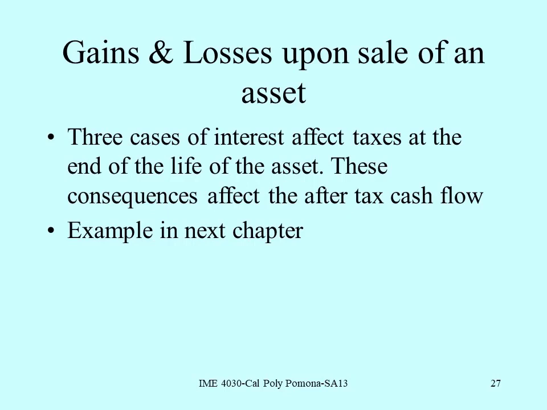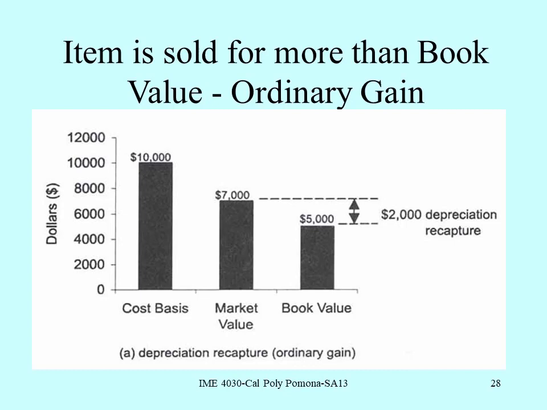Here's our first case. This is where, at the end of the useful life, we sold the item for a salvage value at a market value that was above our ending book value. Well, the government says that you had depreciated it down to $5,000 book value, but you sold that asset for $7,000. They want to treat that as a $2,000 profit. And so you have to pay taxes on that $2,000. And they call that depreciation recapture. And you pay ordinary income tax on that profit, on that gain.